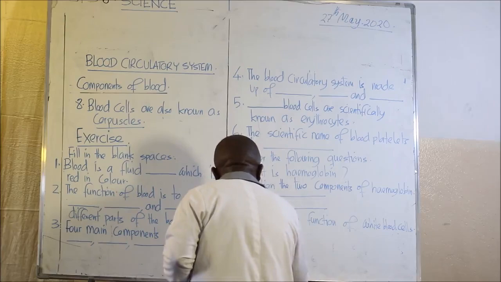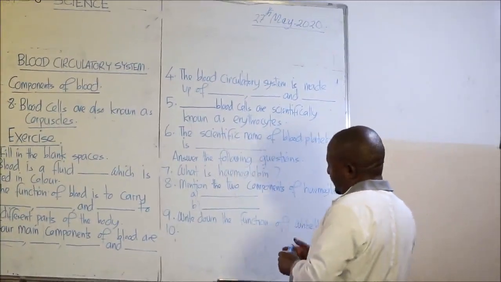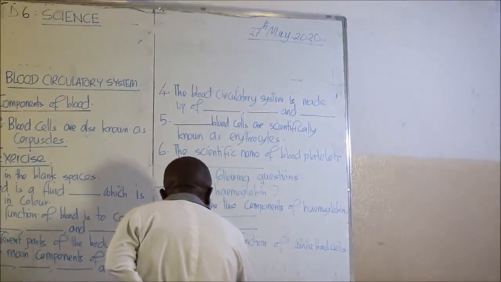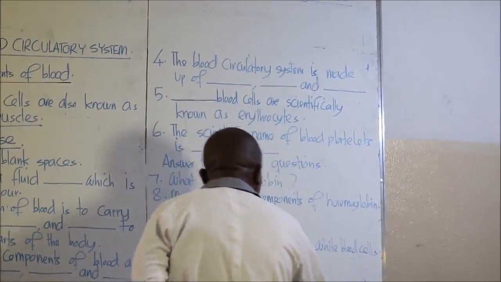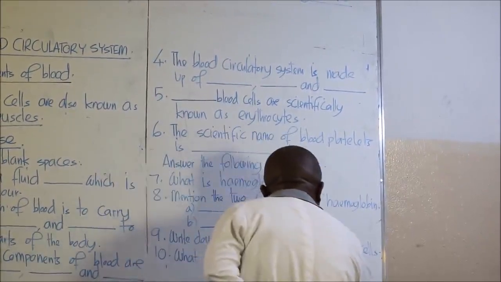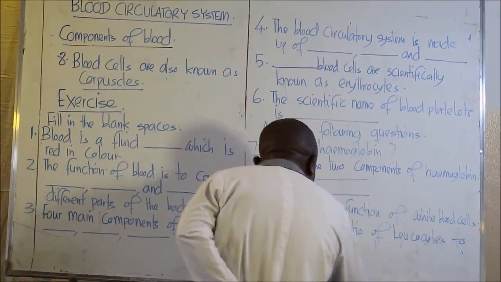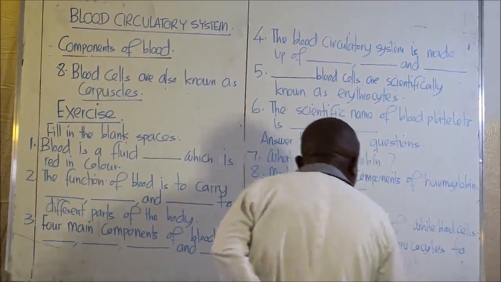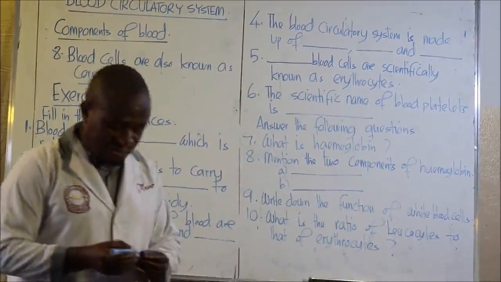And concluding the exercise is question number 10, which says, what is the ratio of leukocytes to that of erythrocytes in terms of numbers?